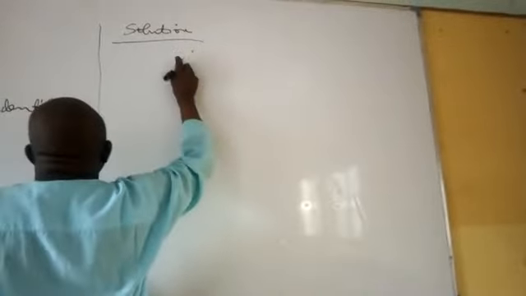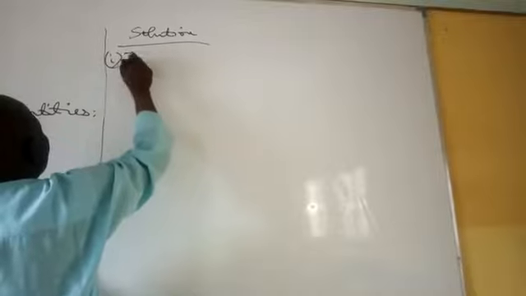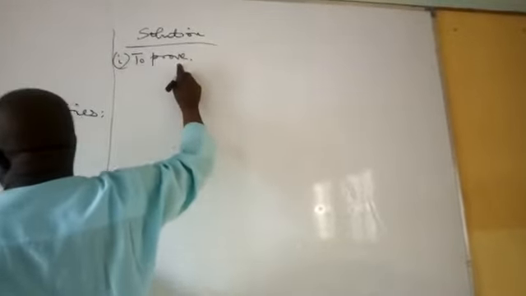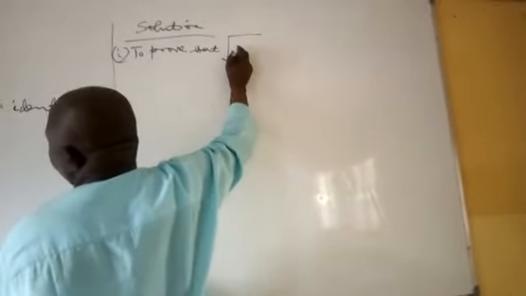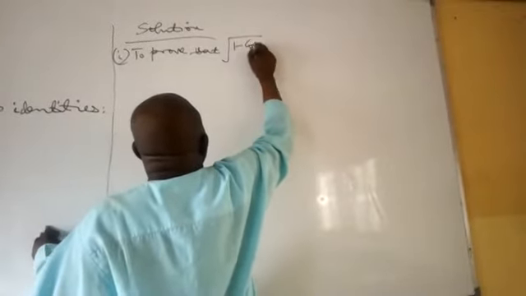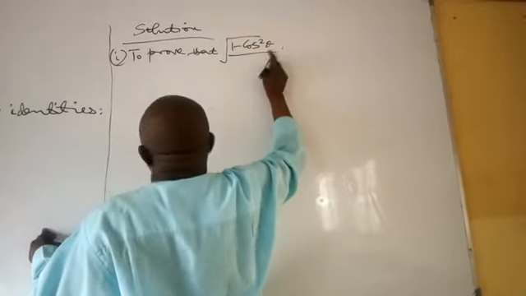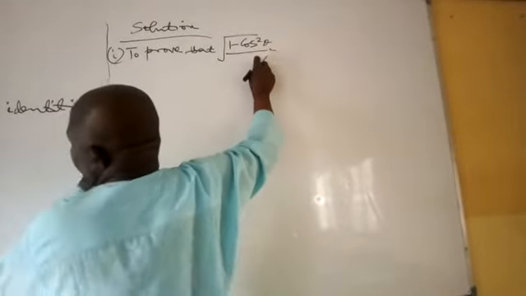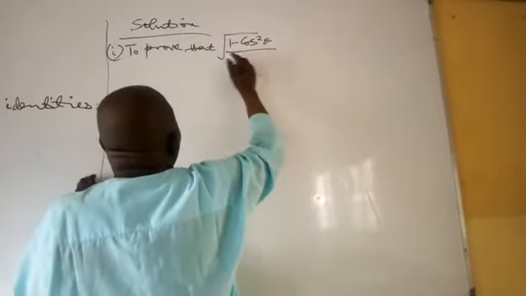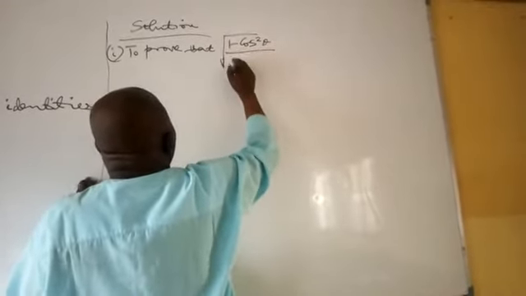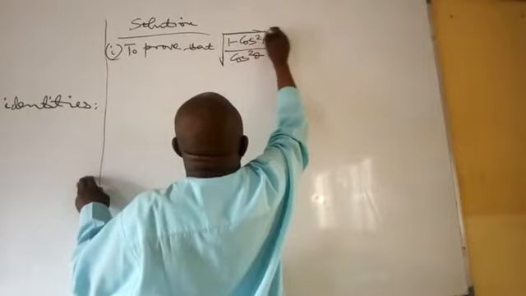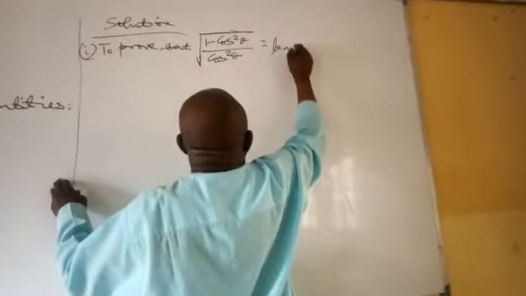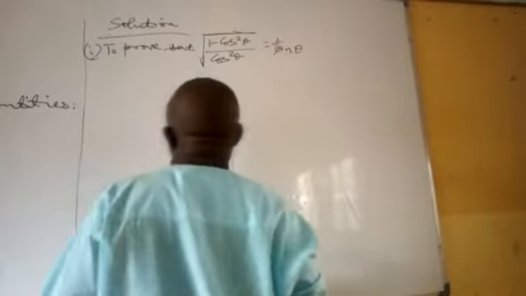Solution. We have to prove that the root of 1 minus cos square theta over cos square theta is equal to tan theta. So this is what we have to prove.